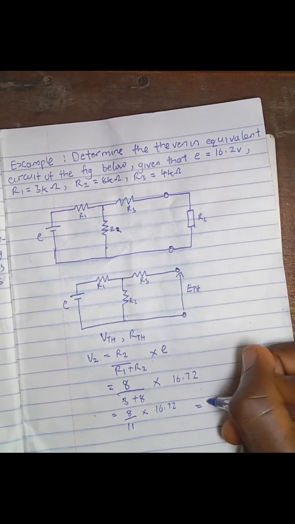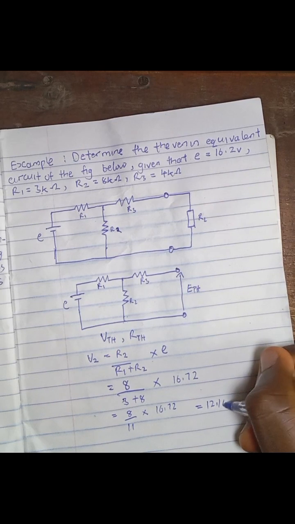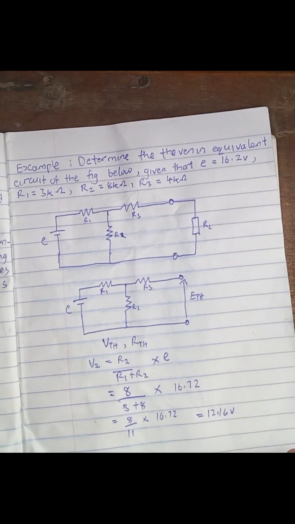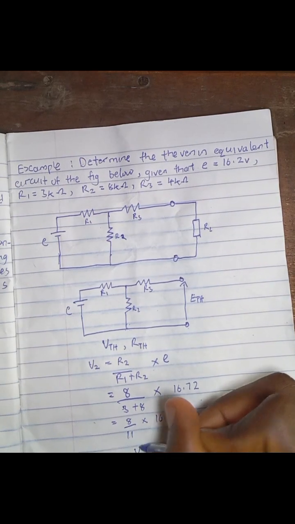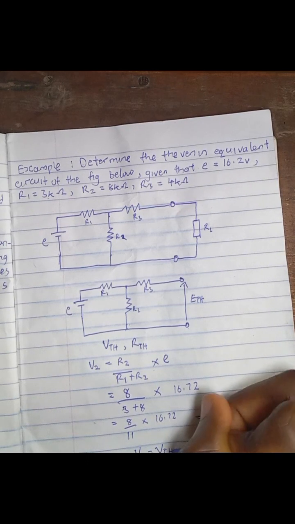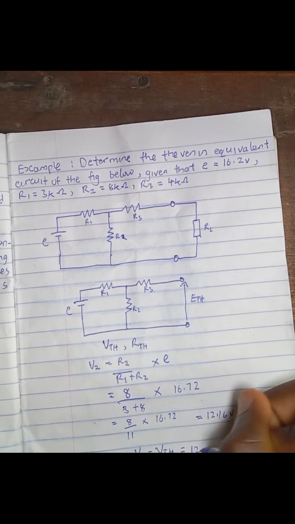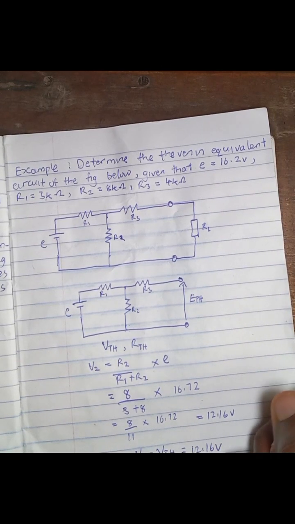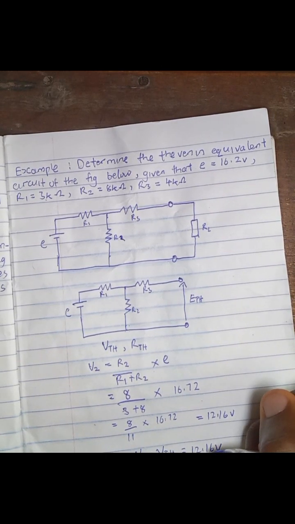This is equal to 12.16 volts. So therefore, V2 is also equal to VTH, which is equal to 12.16 volts. So we have gotten our Thevenin voltage.